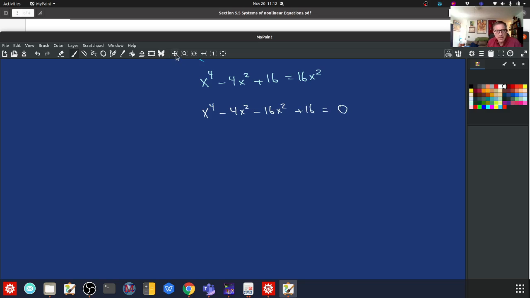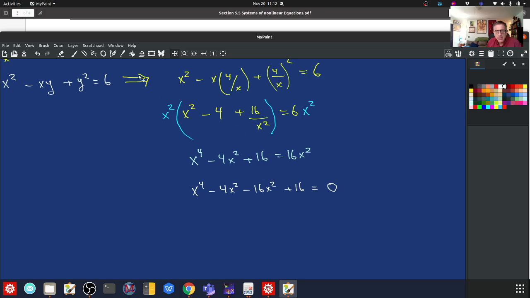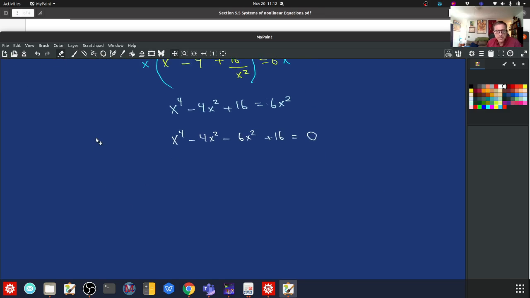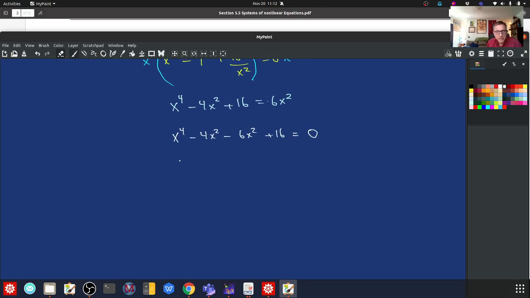So that's going to give me x to the 4th minus 4x squared minus 6x squared plus 16 is equal to 0. Wait, did I do something wrong here? I did. I suddenly made that 6x squared into 16x squared. There, it's fixed. And simplify.